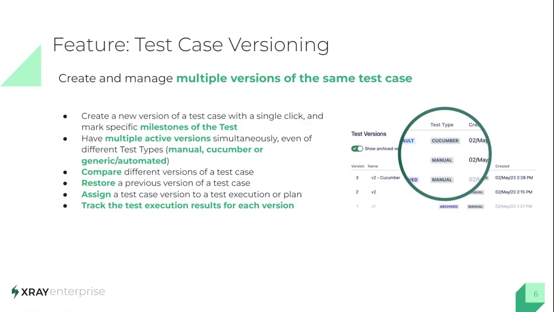The first feature we'll go through is test case versioning. Your test cases are not static. They evolve when requirements change or improvements are made to the application under test. And even though Xray logs test specification changes in Jira history, it might not be easy to revert to a specific test case version. Now, with Xray Enterprise, you have test case versioning. You can create and manage multiple versions of the same test case, even with different test types, both manual or automated, to easily track or revert changes in your test specifications. In addition, you can have multiple active versions simultaneously and execute them all independently.